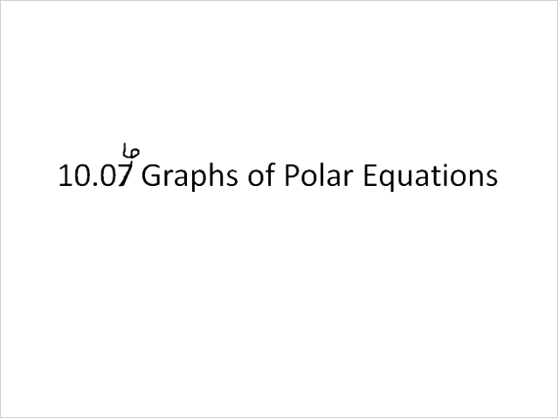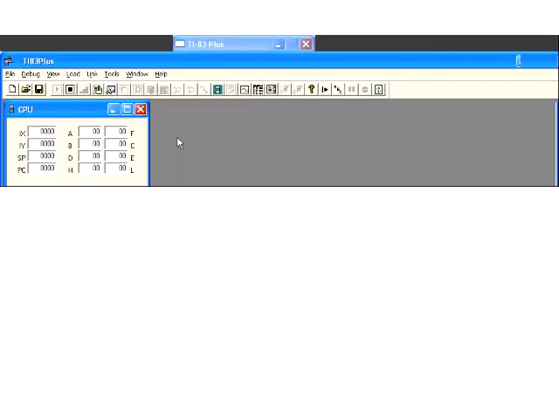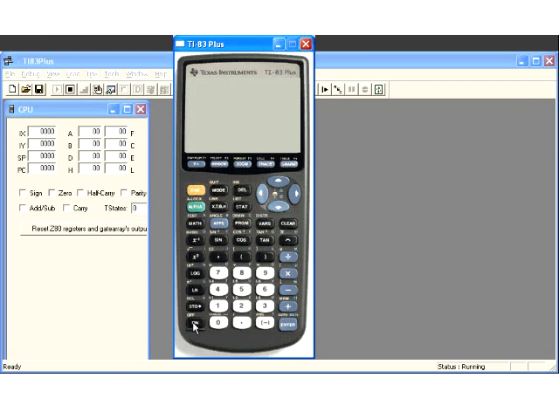Okay, this recording is to help you with lesson 10.06, which is your graphs of polar equations. We are going to be using our graphing calculator a lot in this lesson, so I'm going to quickly show you how to change it to polar mode. I talked a little bit about this in lesson 5 on the mini recording, but let me application share and show you exactly how to change it so it's in polar mode.